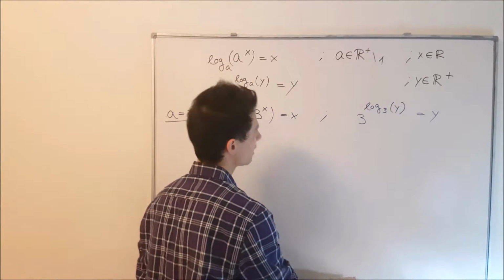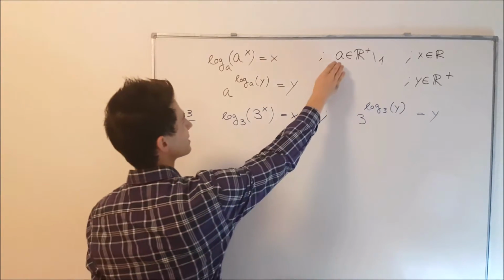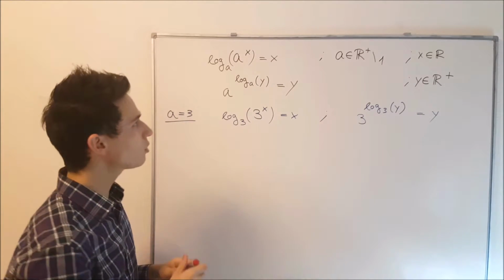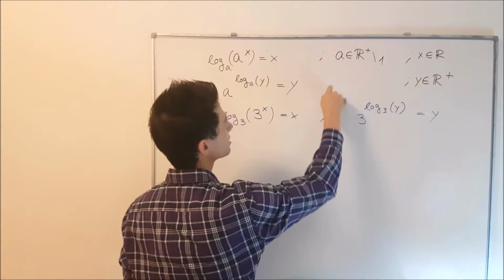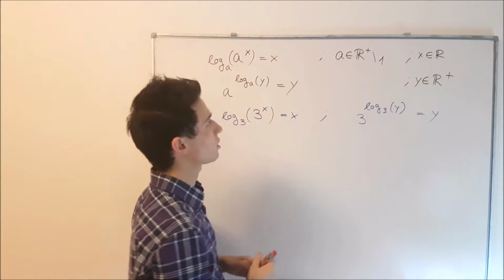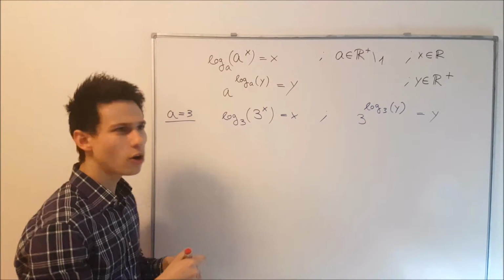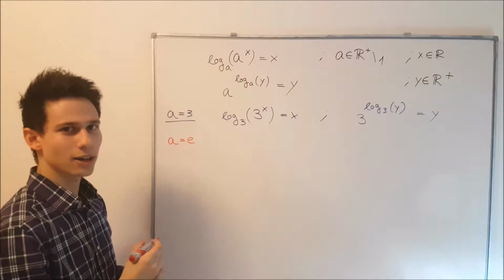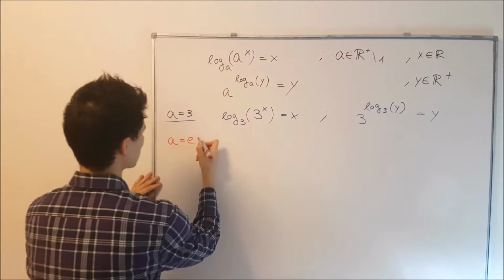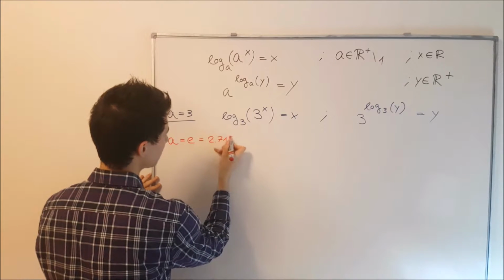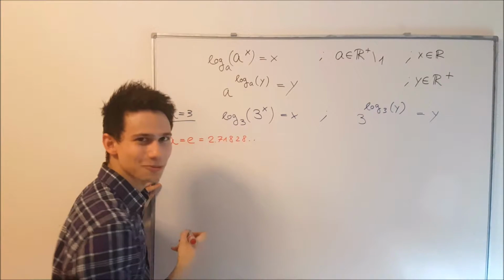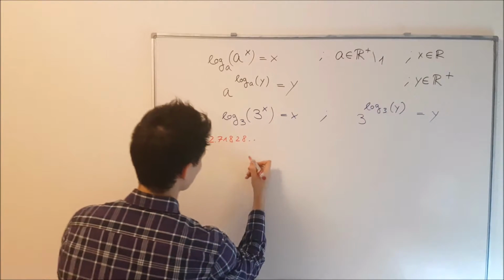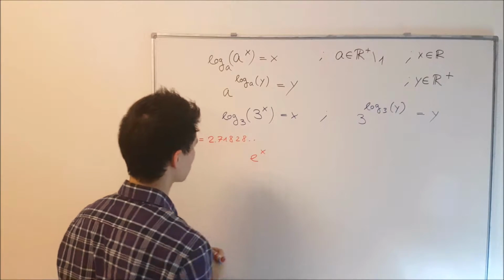Alright, now I hope that you noticed that the base a can not only be an integer value, as for example 3, but it can also be an irrational number, because a is only restricted to positive real values and it shouldn't be 1. But then it can also be, for example, e. So e is the Euler number, it is an irrational number, and it is approximately 2.71828, and so on.